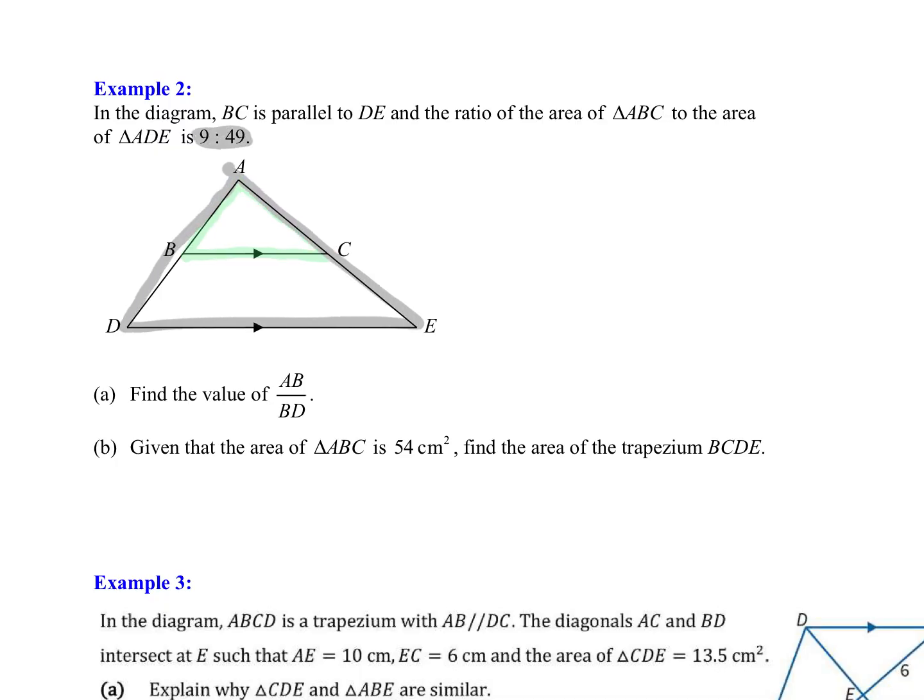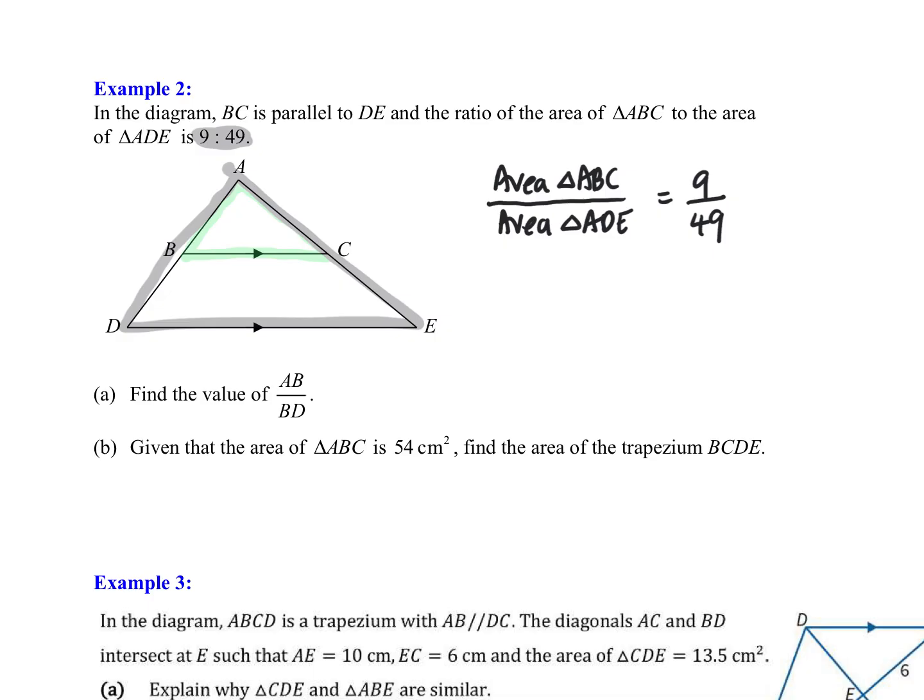It's 9:49. Now they go reverse. So that means area of ABC, I compare it with area of ADE. They tell me it is 9:49. Yes, but I know, not square, square root.